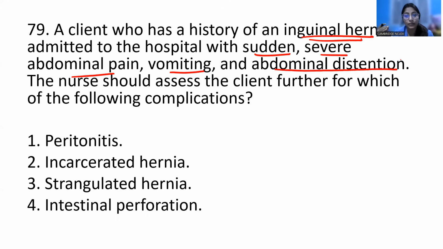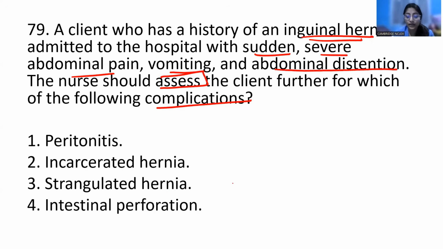So here we know that the patient has a history of inguinal hernia and is experiencing symptoms like severe pain. So what's the first thing we need to assess? What complications should we be assessing the patient for? First is peritonitis. Second is incarcerated hernia. Third is strangulated hernia or intestinal perforation.